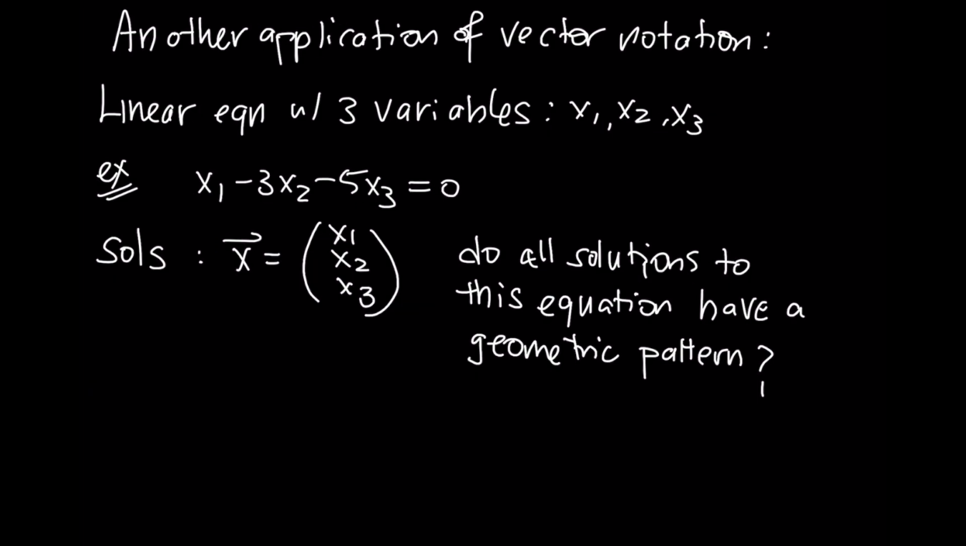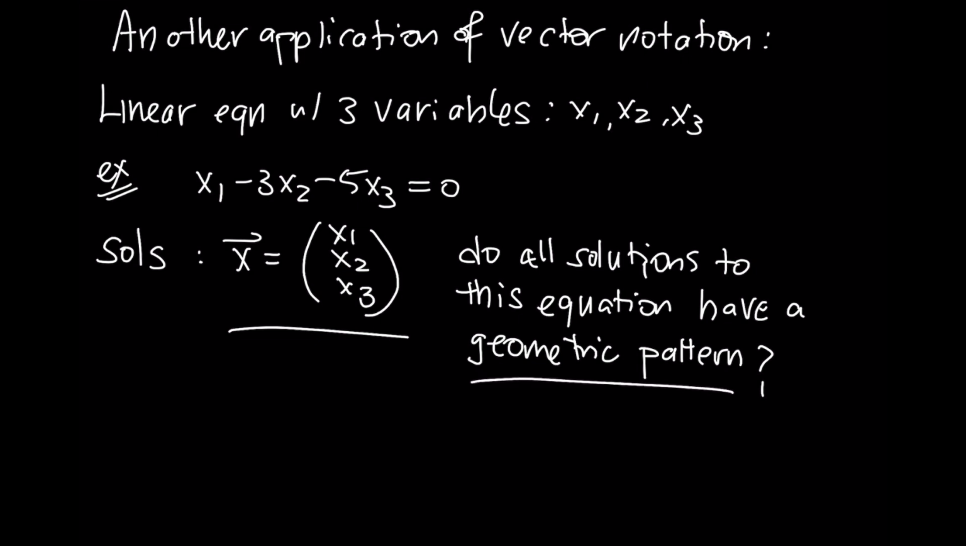Another application of vector notation is related to linear equations. In particular, let's talk about a linear equation with 3 variables. We'll call them x1, x2, and x3. Now, we encountered these when we solved systems of linear equations. We're going to let a solution to this equation be given in this vector form, and then we'll ask, do the solutions to this equation form some sort of geometric pattern?